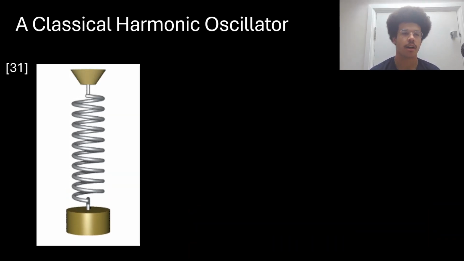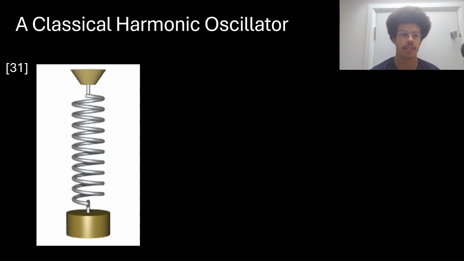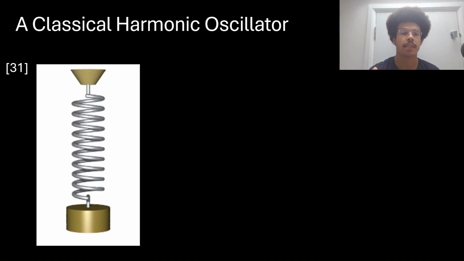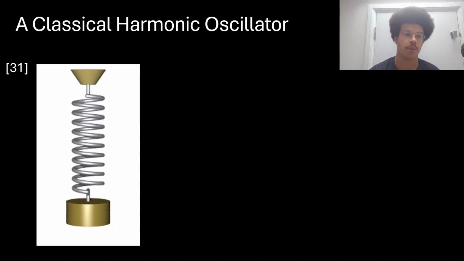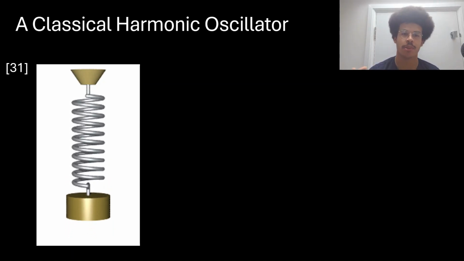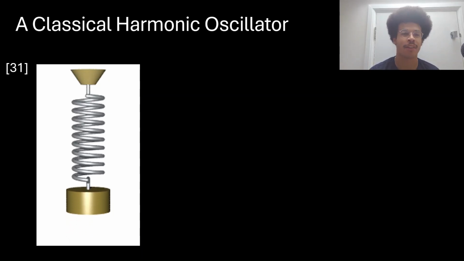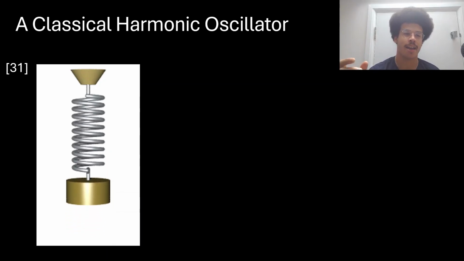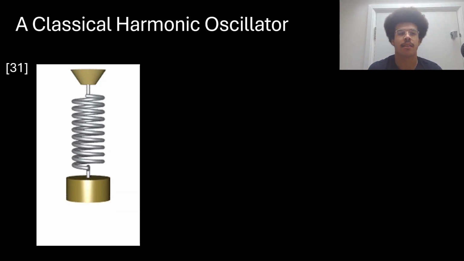So what is a harmonic oscillator? It's kind of like a spring. I think that's the easiest way to describe it. It goes up and down, and there is an equilibrium point. Let's imagine you actually had a spring or a slinky. Is it going to continue to come up and down forever and never stop? No. There's an equilibrium point where it will stop. So that is a harmonic oscillator.